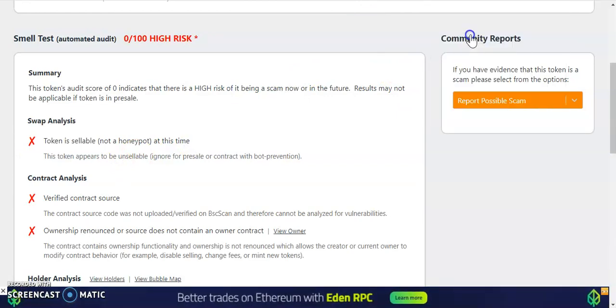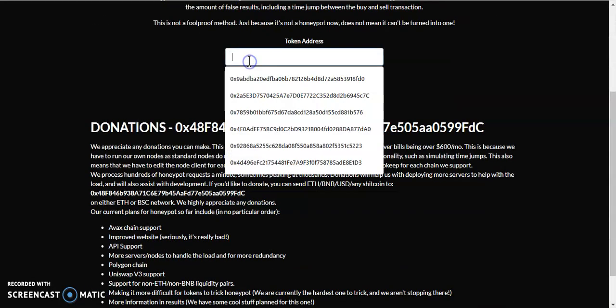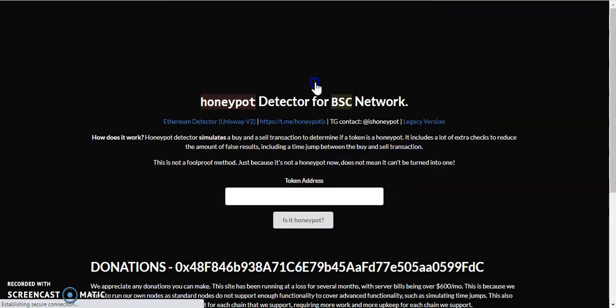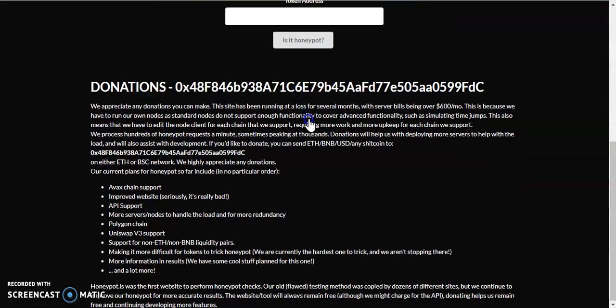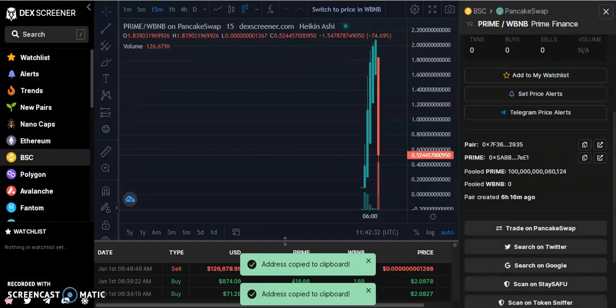So let's go to honeypot. The honeypot checker actually tells you if it is a token honeypot or not. Dun, dun, dun. See? Yep, honeypot, run away. That's why you gotta be careful with these tokens.